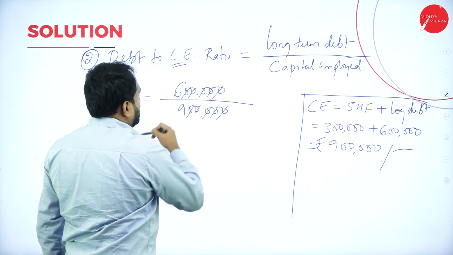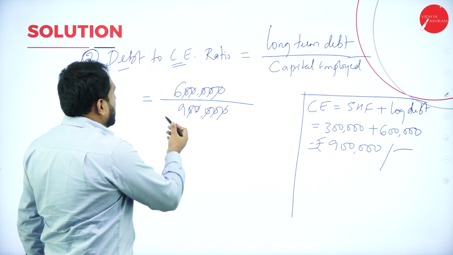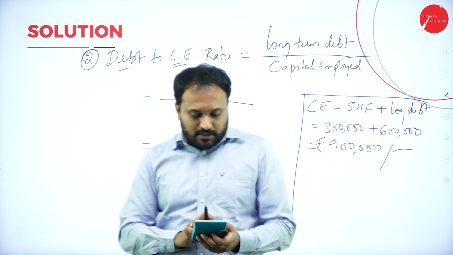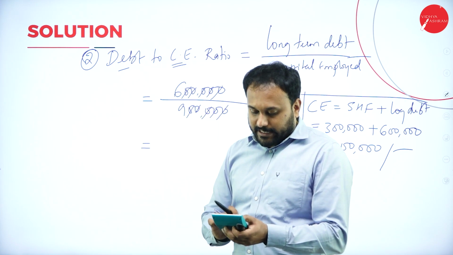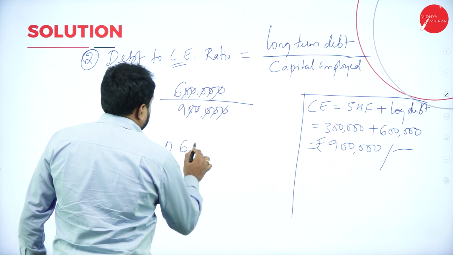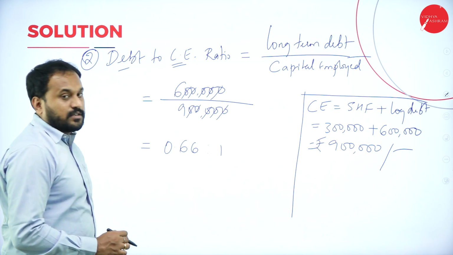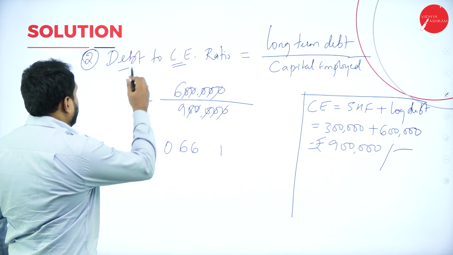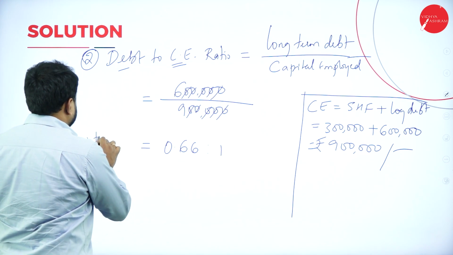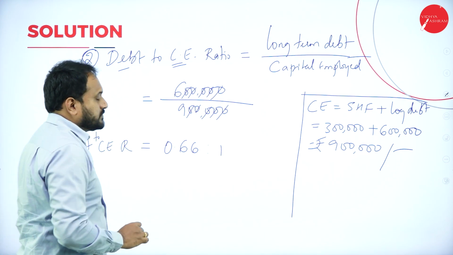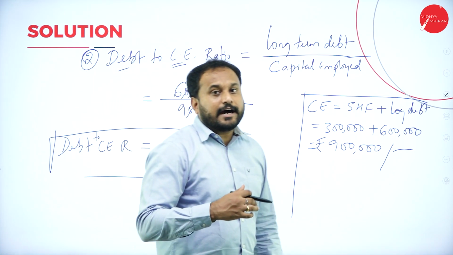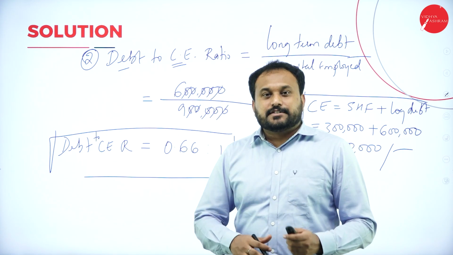So 1, 2, 3, 4, 5. 3 2s are, 3 3s are. So how much is it? So you go with this. Take a calci now. What will you do? 6 divided by 9 is equal to 0.66. So 0.66 is to 1. That is my debt to capital employed ratio. Done. This is how you people will arrive at the answer. So let's go with the next one.